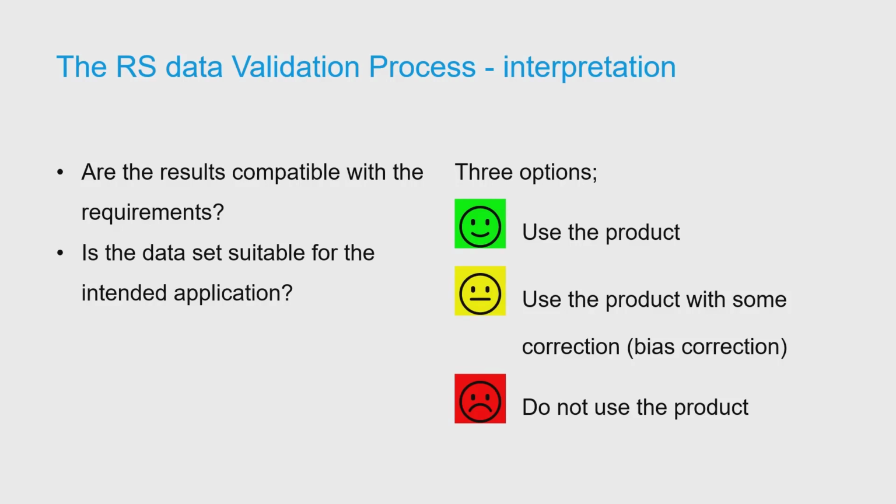Once you have selected and validated a product, there are three options. 1. Use the product, assuming the product is accurate and has the appropriate temporal and spatial resolution to fit your requirement. 2. Use the product with some correction, for example, bias correction. 3. Do not use the product if the product is inaccurate or doesn't reflect the conditions on the ground in your area of focus.